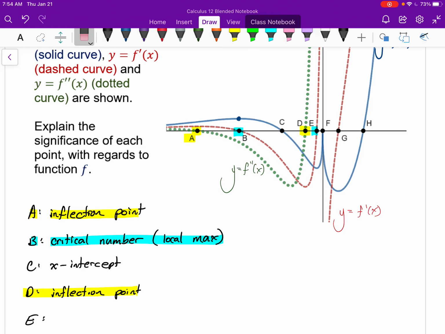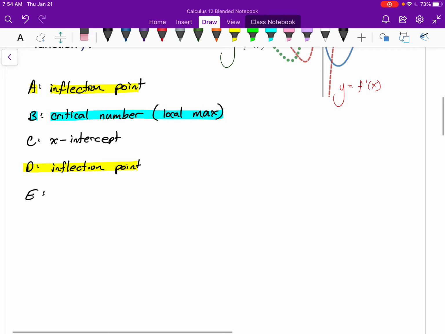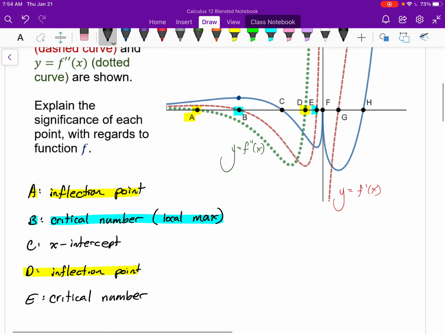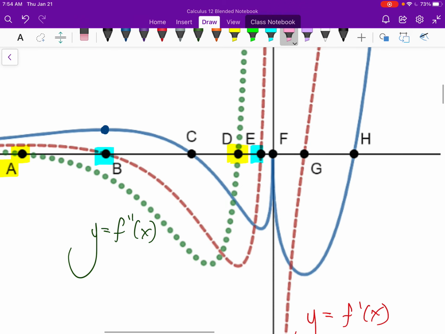So E, one at a time, is another critical point. It's where my first derivative is 0. Or say critical number. And in this case, notice by looking just at the derivative, to the left of E, my derivative is negative. To the right of E, my derivative is positive. That means I know without even looking at function h, from the left of E, it's decreasing. The right of E, it's increasing. So I can tell that must be a local min.